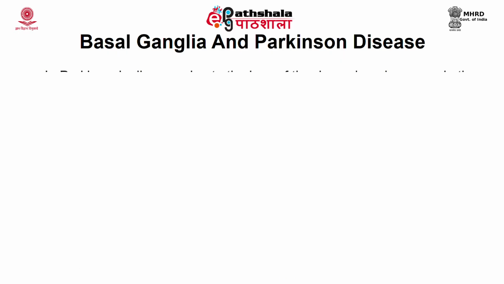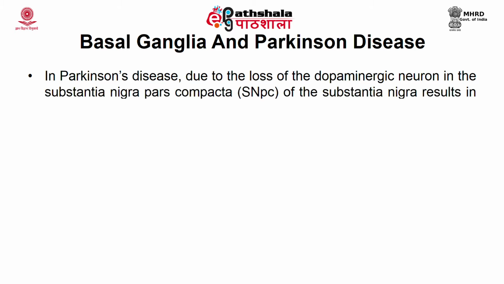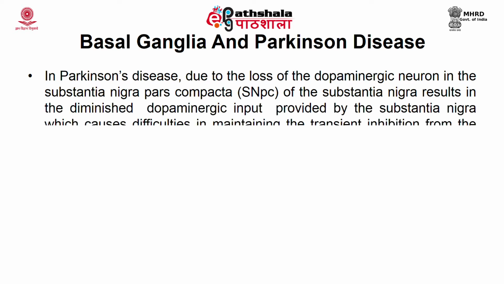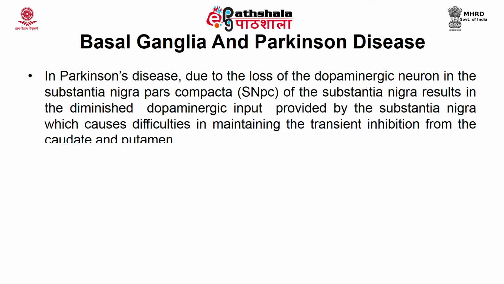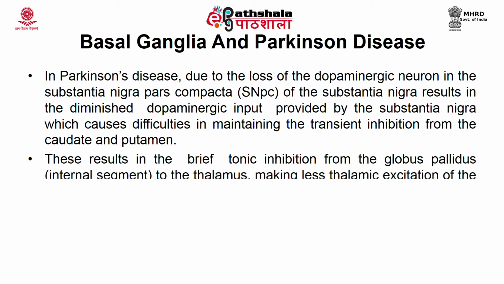In Parkinson's disease, there is a loss of dopaminergic neurons in the substantia nigra pars compacta, which results in diminished dopaminergic input provided by the substantia nigra. This causes difficulty in maintaining the transient inhibition from the caudate and putamen, and this leads to the movement-related disorders in Parkinson's disease.